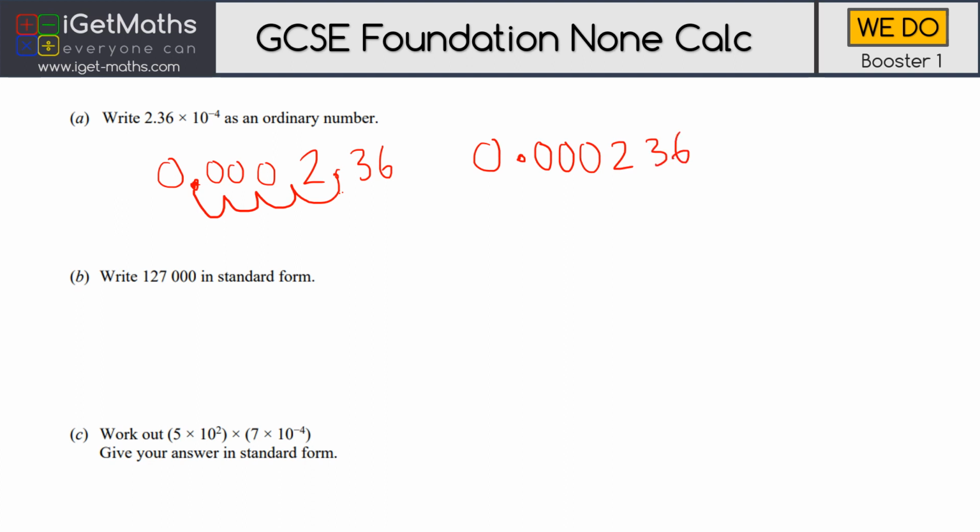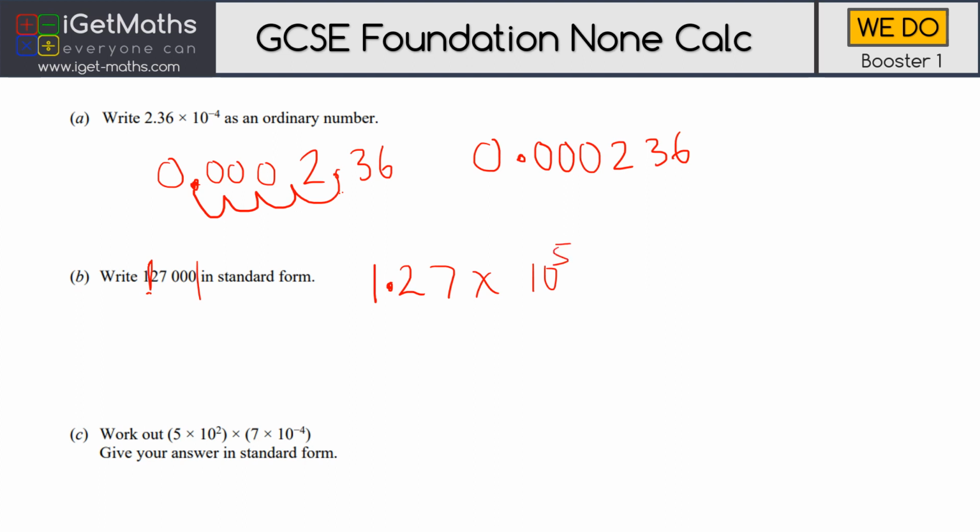To write 127,000 in standard form, you're going to put 1.27, because remember, for standard form you need to be between 1 and less than 10, and then you're going to times that. Well, if we're at 1.2, which is there, we need 5 digits to get to the end, so it's going to be 1.27 times 10 to the power of 5.